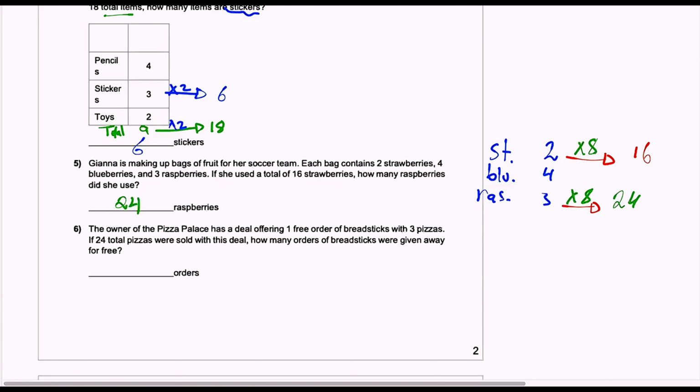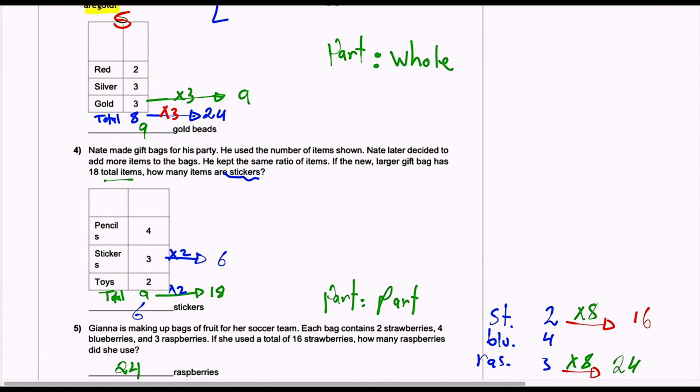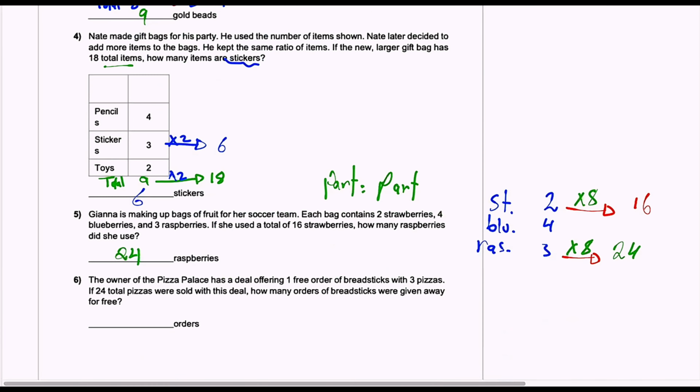Yes, it is the second type of ratios we have in this lesson, which is part to part. I'm comparing the number of strawberries to the number of raspberries. Both of them are parts. Then we are comparing part to part. In the previous 2 questions, we were comparing part to whole.